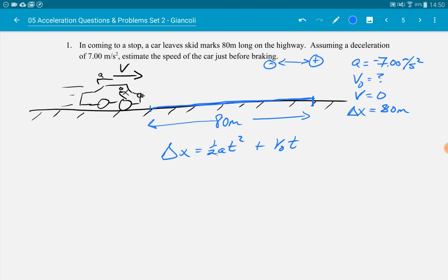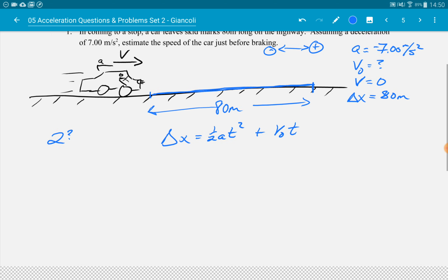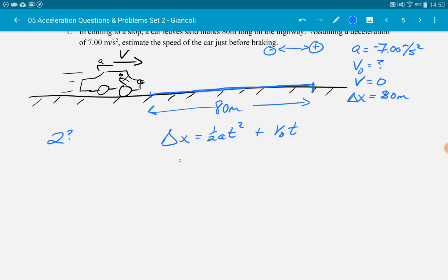Delta x, I got that one. Acceleration, I know that too. The time, I don't know the time. Okay. And then v naught, well, I don't know v naught either. Okay, well, we had 2 unknowns here. So I have like 2 question marks here. So I can't use that equation all on its own. Let's go look at another equation.